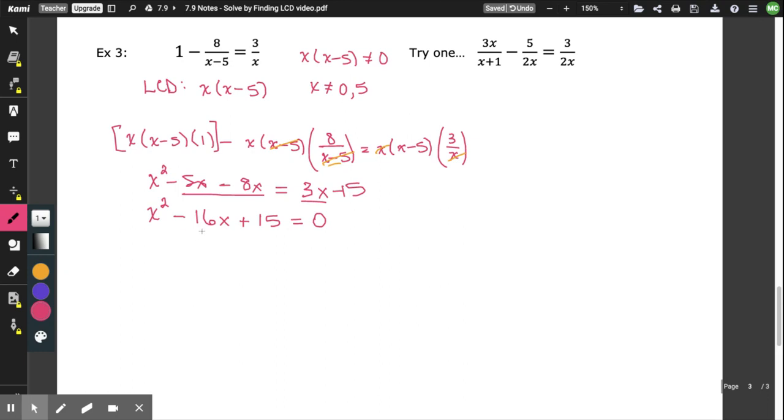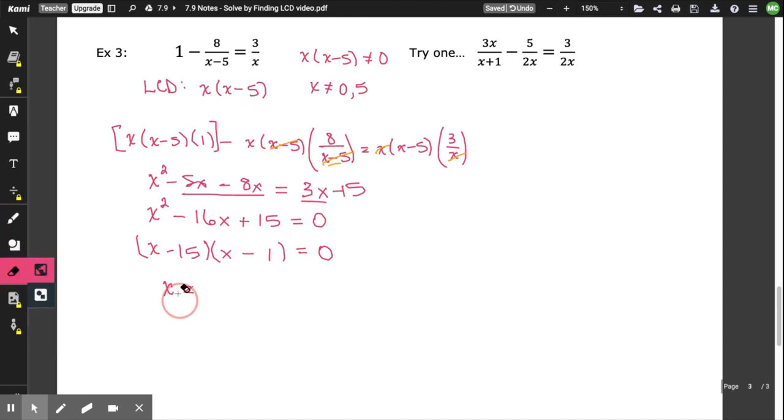All right, now I'll try factoring. So let's see, I need things that'll multiply to make a positive 15 and add to make a negative 16. And a negative 15 times a negative 1 would do that for me. So I'm going to say x minus 15, x minus 1. And then I would set each of the factors equal to 0 and solve them. And so I would get x equals 15 for that first one, and for the second one, I would get x equals 1.